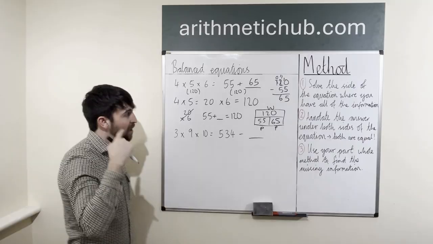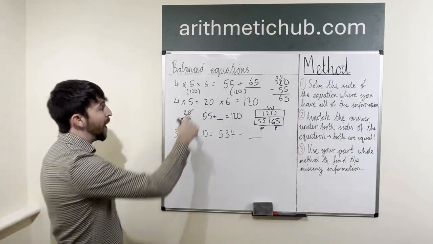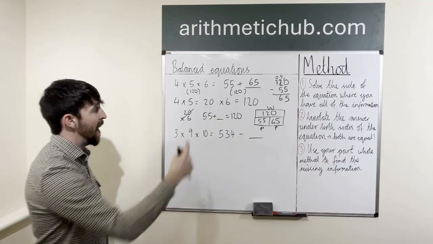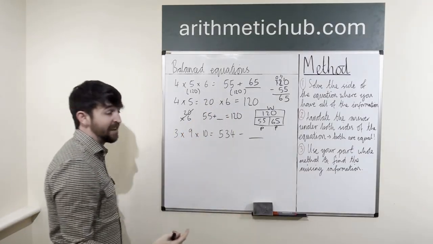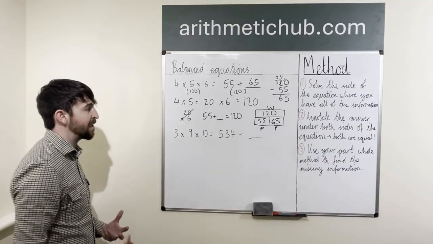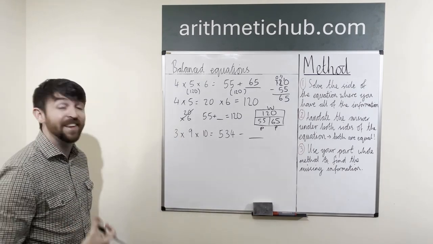But again, if I'm looking at it with the eye test, does that look like it's going to be about right? Well, I know that 50 add 60 is going to give me 110. I know 5 add 5 is going to give me 10. 110 add 10 is going to give me 120. So great, that is about right, isn't it? Well, it's not just about right, in fact, it is right.